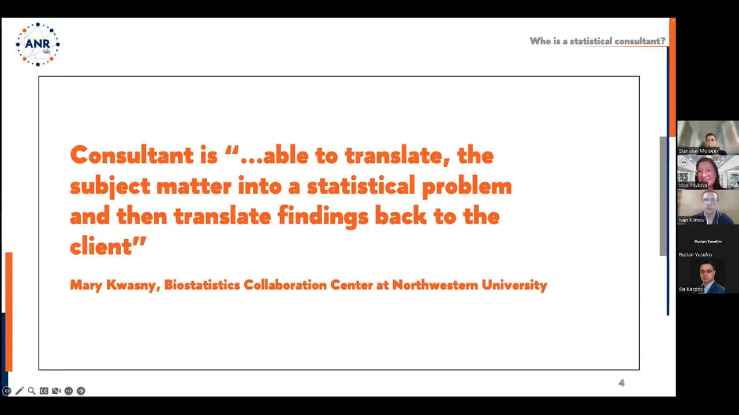I really like this quote from Merrick Wonsi. She's a practitioner from the statistical consulting field from Northwestern University. And she wrote that a consultant actually is a person who is able to translate the subject matter into a statistical problem and then translate it back.